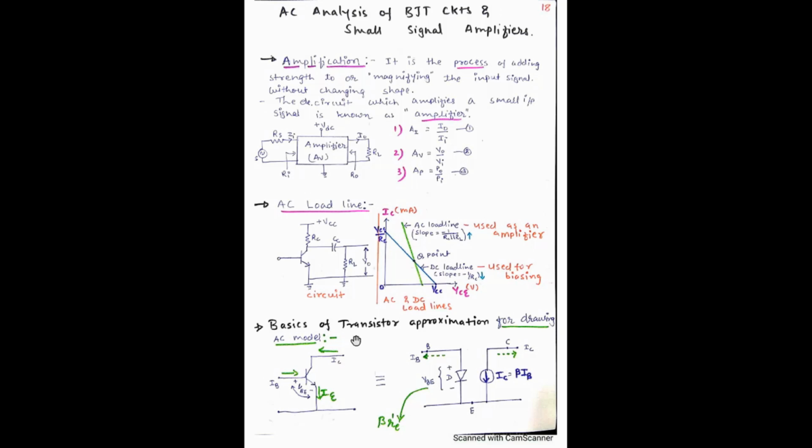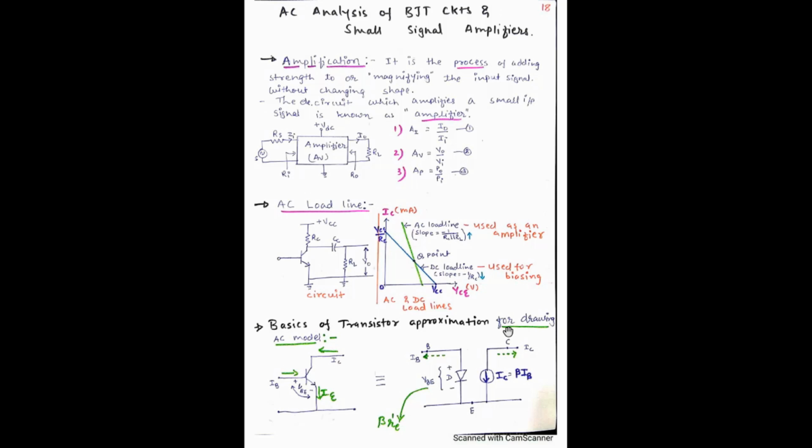Now let us start with the basics of transistor approximation, the transistor approximation model. Now I would like to come to the point of the small signal amplifier. Whenever it is asked to draw the AC models of BJT circuits, then it is nothing but the assumed models in the shape of T and in the shape of pi. Those two models are known as the T model and the pi model.